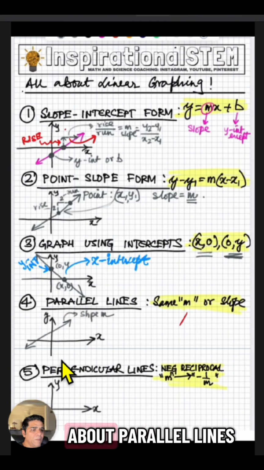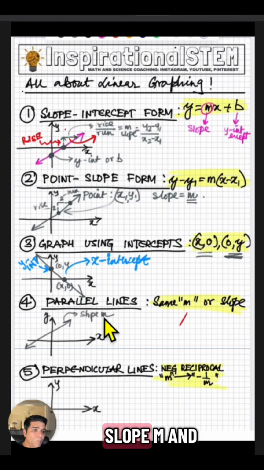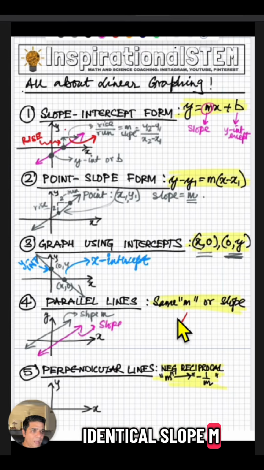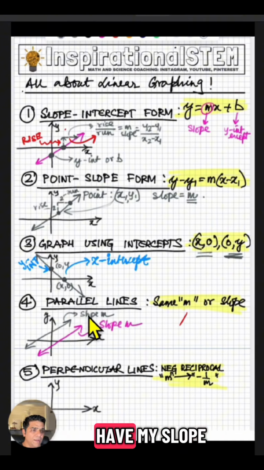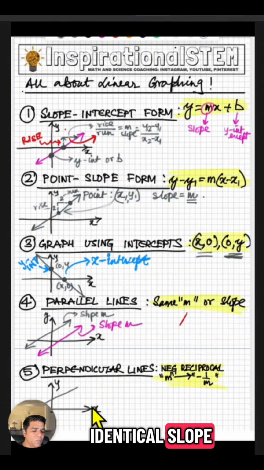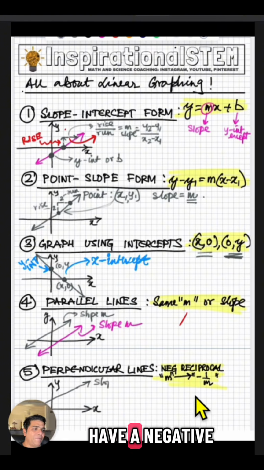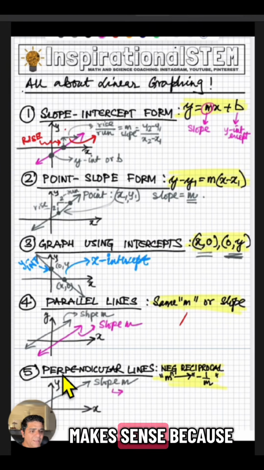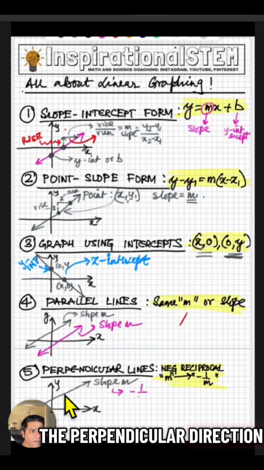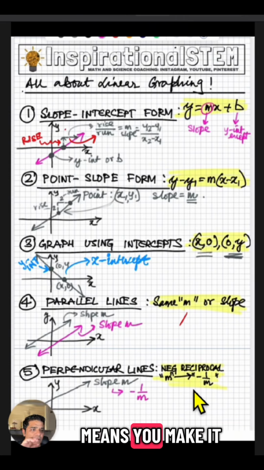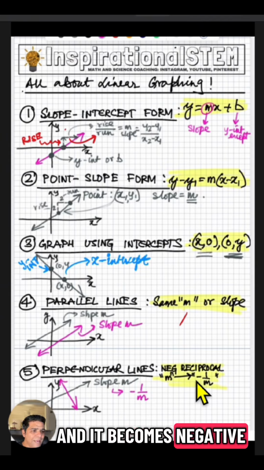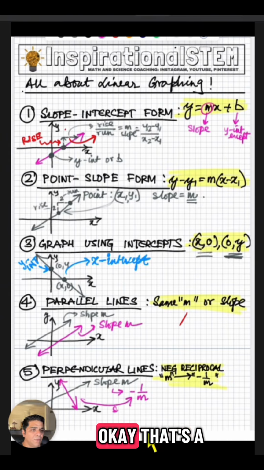Now let's talk a little bit about parallel lines. Parallel lines have identical slope m, the same slope m. So one has a slope m and the other one has an identical slope. Perpendicular lines, however, have a negative reciprocal. That means you put a negative and reciprocate. It makes sense because it's going in a perpendicular direction, and reciprocal means you invert, flip it. So m becomes 1 over m and it becomes negative. So that's the negative reciprocal. Okay, that's a perpendicular line.